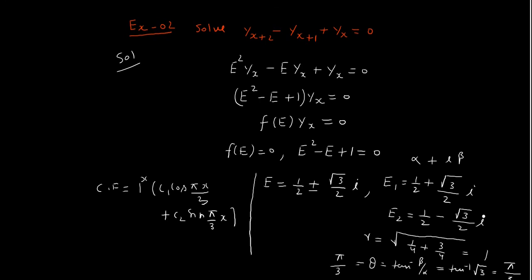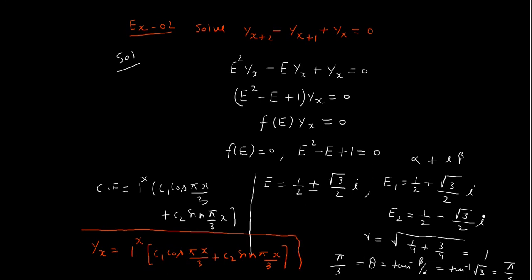The solution in this case becomes yx equals 1 to the power x, which is 1, so you may also write it as 1 to the power x, C1 cos pi x by 3 plus C2 sine pi x by 3. So this is the general solution of this difference equation. Next we are going to discuss the particular integral.